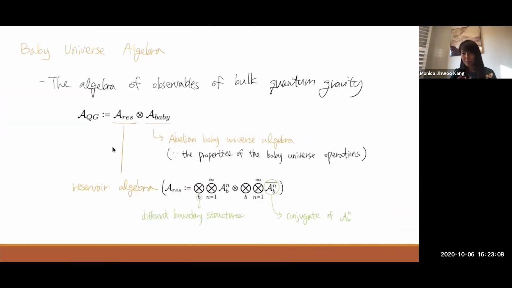So now that we have operations of creation and annihilation, you're ready to build a baby universe algebra, like in quantum mechanics after doing creation and annihilation operators. Here we're going to have an algebra of observables in the whole bulk quantum gravity, which will have a contribution from the reservoir algebra, summing over all possible different boundary structures coming from the regular boundary and the conjugate of this. And this is the contribution coming from the baby universe operations.